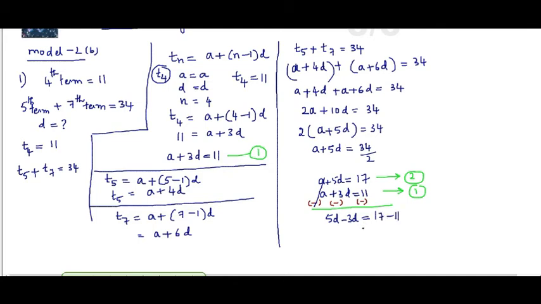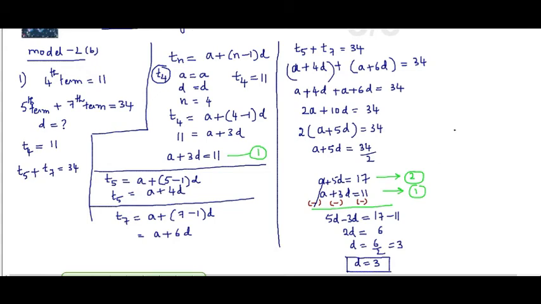Similarly here also 17 minus 11. It will become 2d is equal to 6. So 2d is 6. D is how much? 6 by 2, which will become 3. What is the d value here? 3. You need to find only the common difference here. So you have achieved the common difference value.